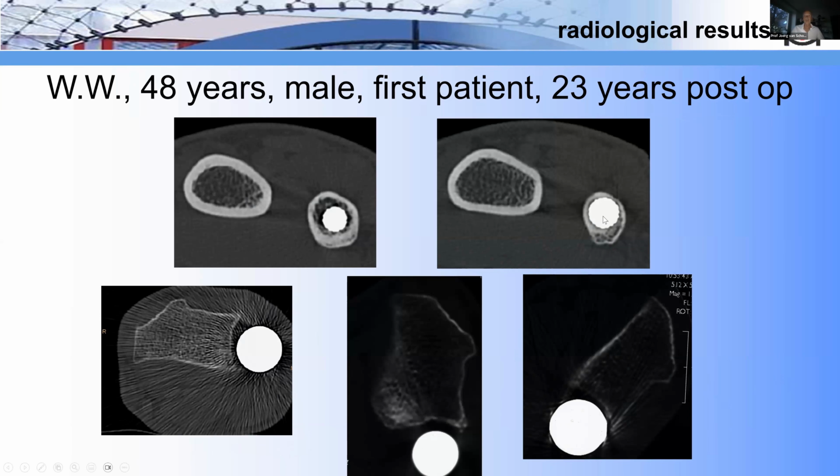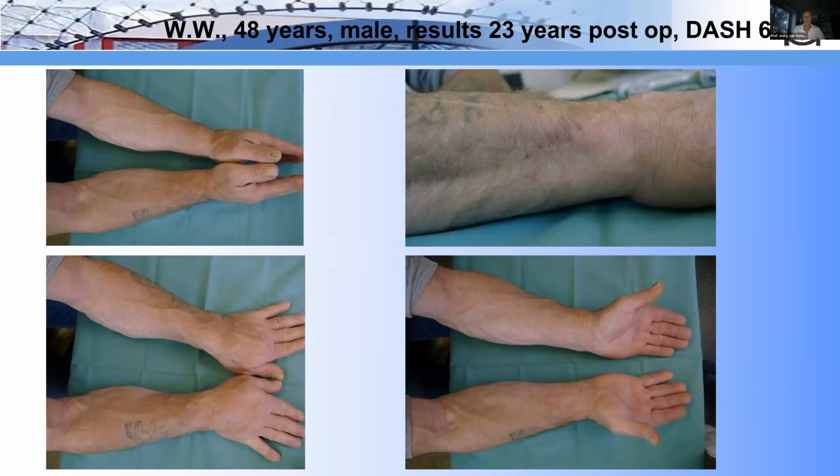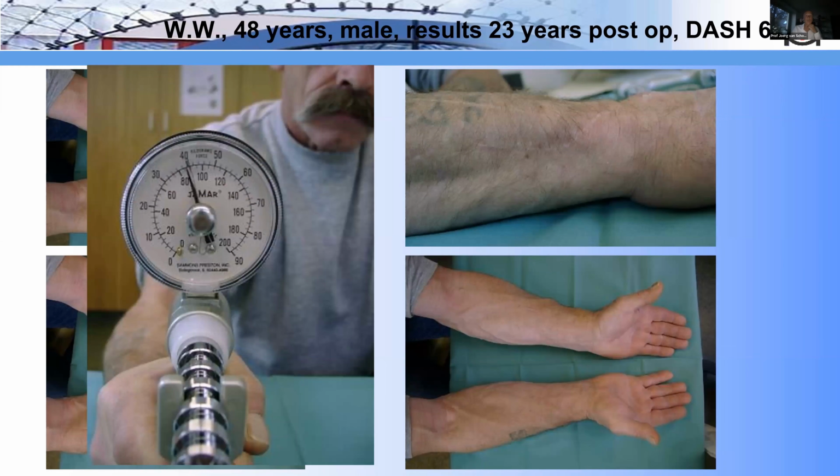And actually the CT scan demonstrates osseous integration of the stem within the shaft of the ulna. These are some clinical pictures with forearm rotation and grip strength. He was right-handed and the affected side was the right side.